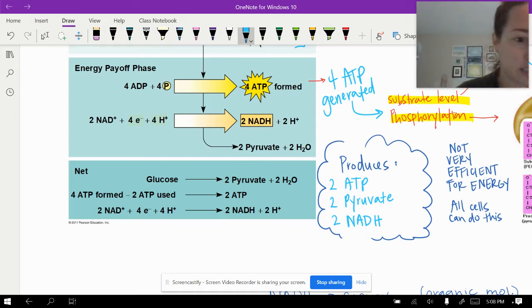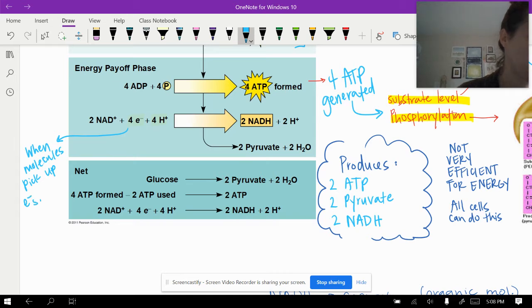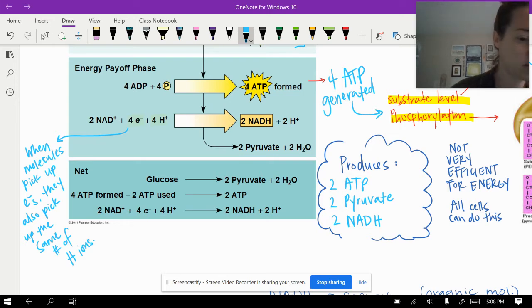I'm just going to make a note that says when molecules pick up electrons, they also pick up the same number of hydrogen ions. So that's why NAD plus becomes NADH, because it picked up a hydrogen and also picked up an electron. So now it has a neutral charge.